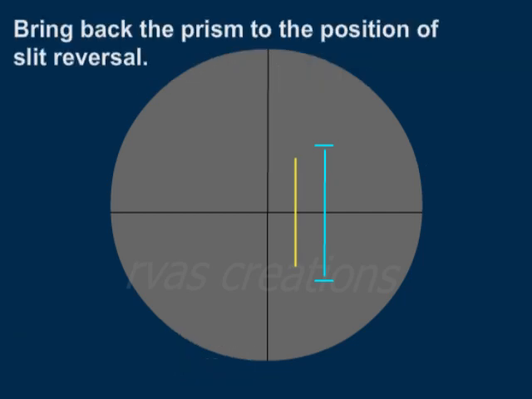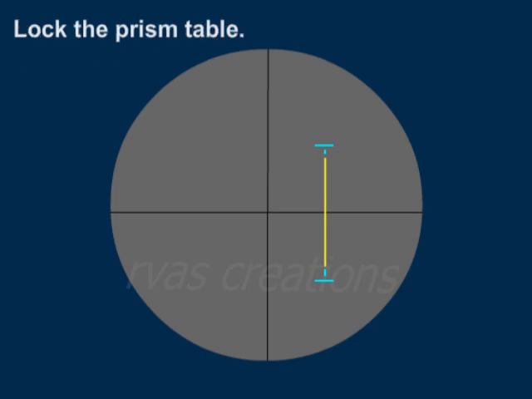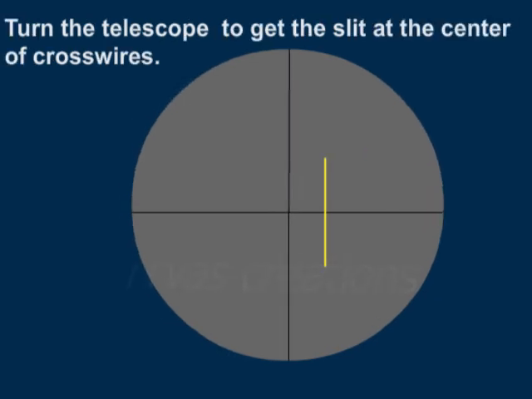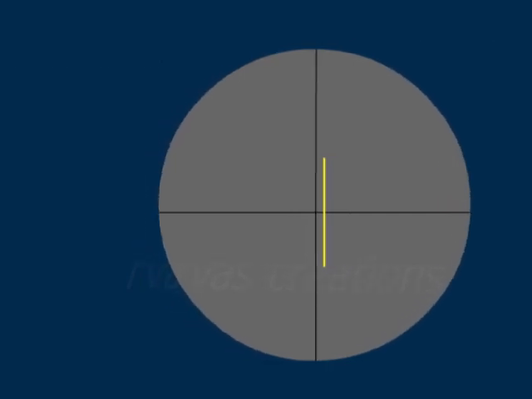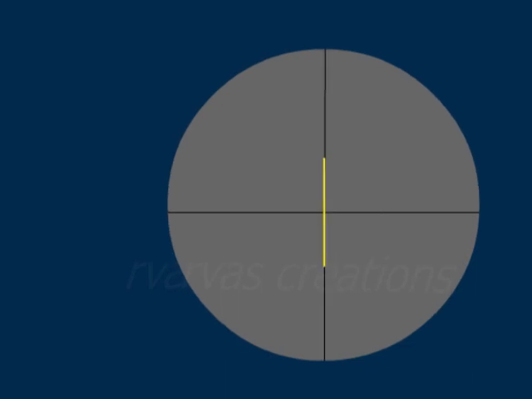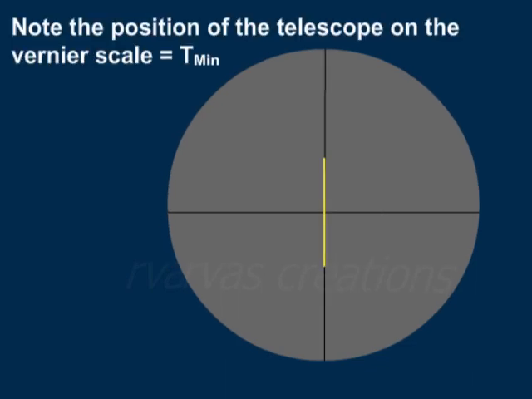Bring back the prism to the position of slit reversal. Lock the prism table. We must align the telescope axis with the slit to measure this position. To do this, we turn the telescope, keeping the prism table fixed. By turning the telescope, the field of view with the cross wires scans the emergent face of the prism. We adjust the telescope's position so that the vertical cross wire coincides with the image of the slit. At this position of the telescope, it points along the direction of minimum deviation.